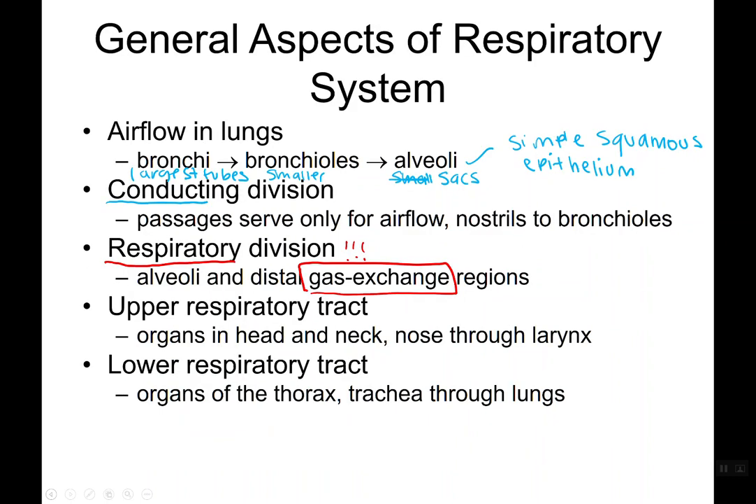So those are divisions of the respiratory system that are concerned with whether or not molecular gases are being exchanged. But you can also divide the respiratory system anatomically. So these two are dividing based on function, which I'm going to abbreviate as FN. And these two are dividing based on structure.